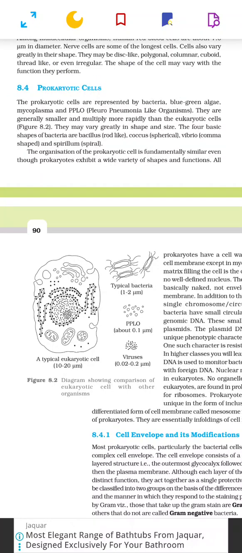In figure 8.2, the diagram shows a comparison of a eukaryotic cell with other organisms. A typical eukaryotic cell is 10 to 12 micrometers. A typical bacterium is 1 to 2 micrometers. PPLO, pleuropneumonia-like organisms, are about 0.1 micrometer. Viruses are 0.02 to 0.2 micrometer.